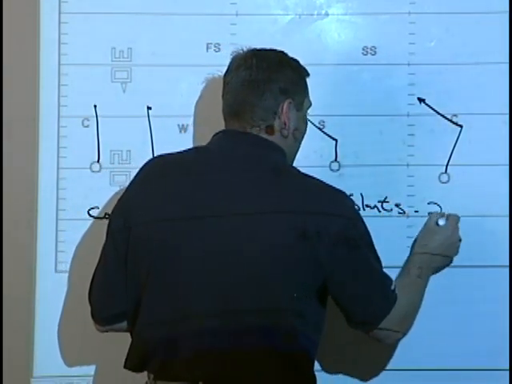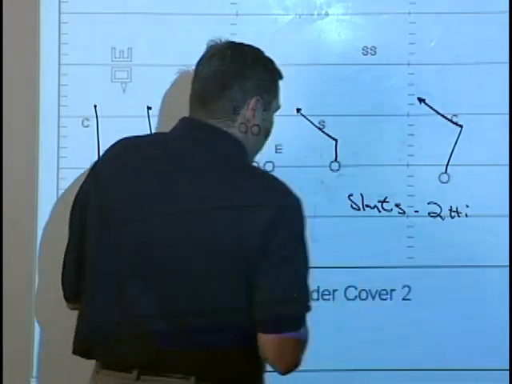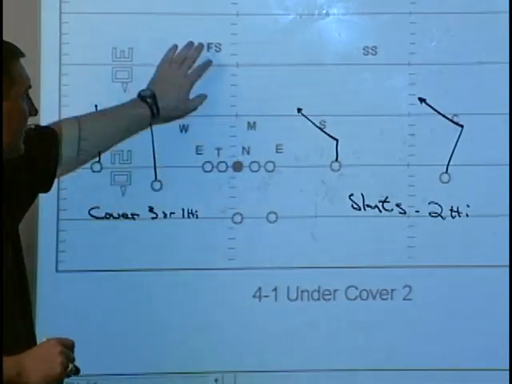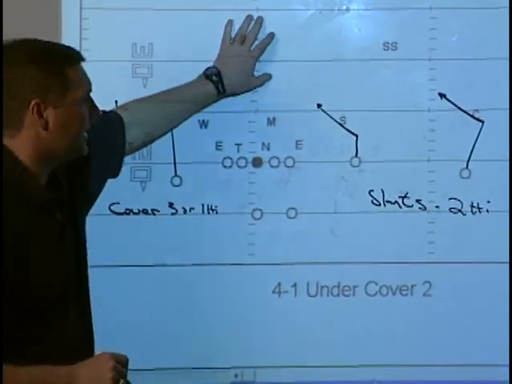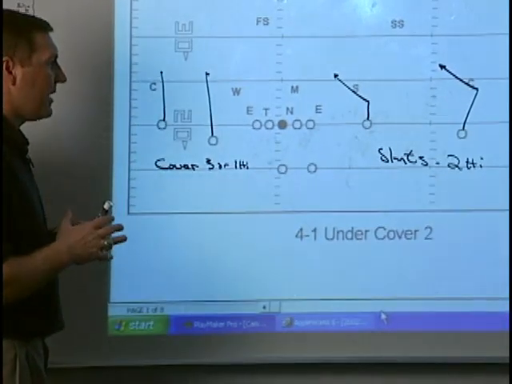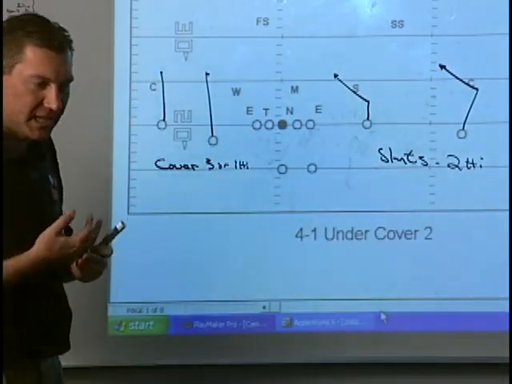Slants is a 2 high beater. So as we come up in our quick game, our quarterback can come up and survey the field. In this particular picture here, he sees a 2 high picture. There's no hesitation in his mind. He knows he's throwing to his slants.